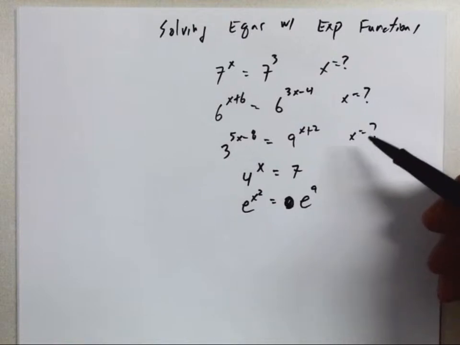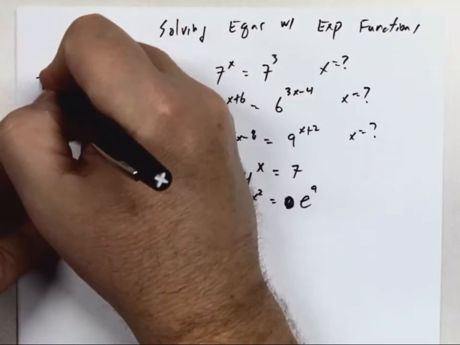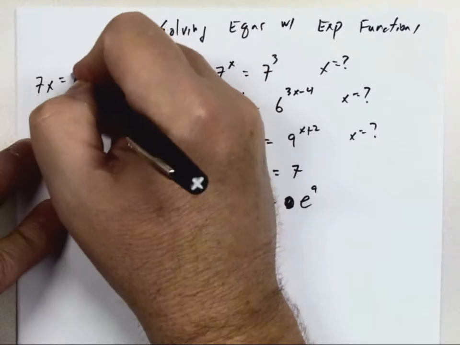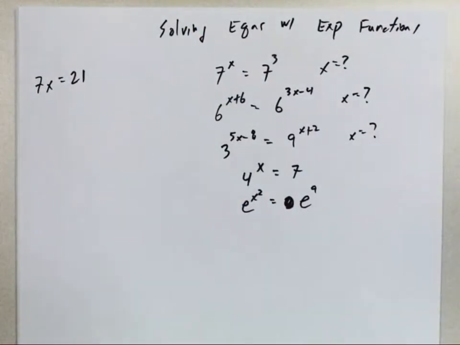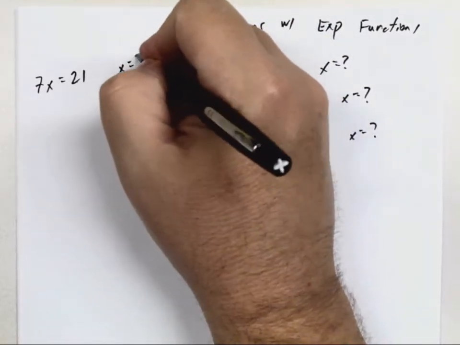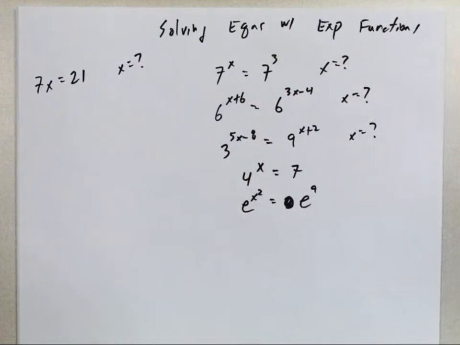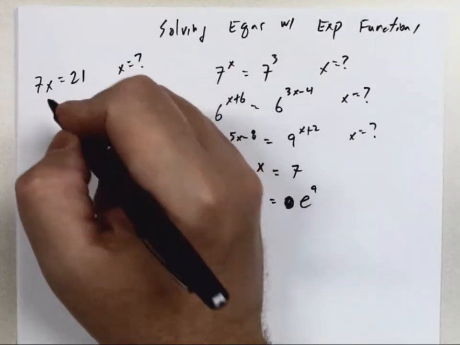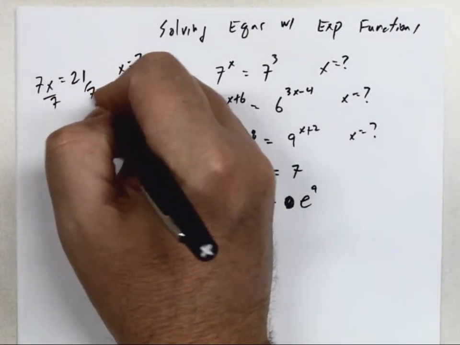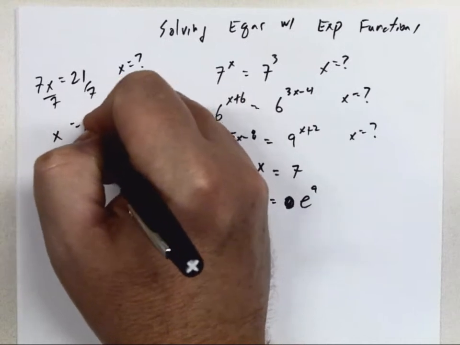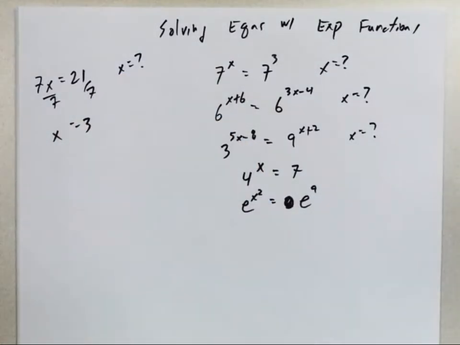And if you think about it, when you first learned to do algebra, you had a problem like this, 7x equals 21. You were asked to solve for x, and you learned the key is to get x by itself on one side. If I divide both sides by 7, x equals 3, there's your solution.